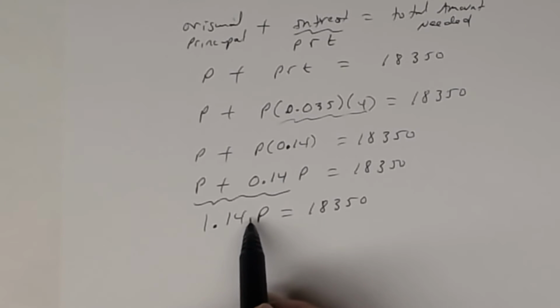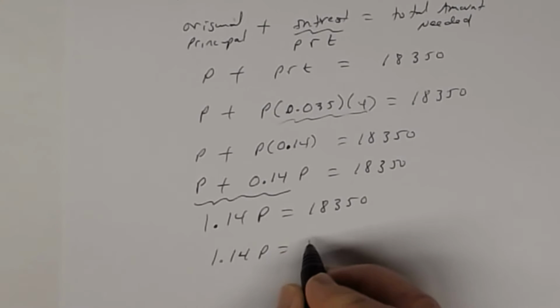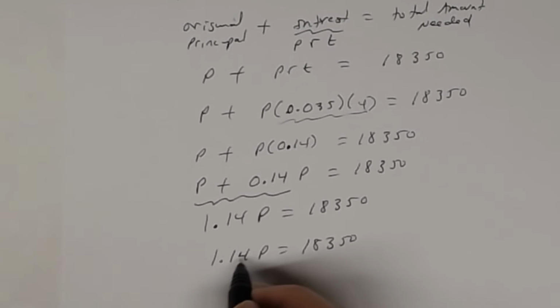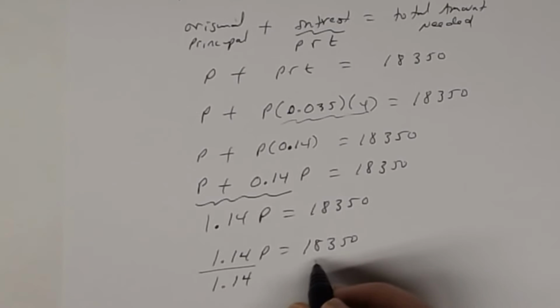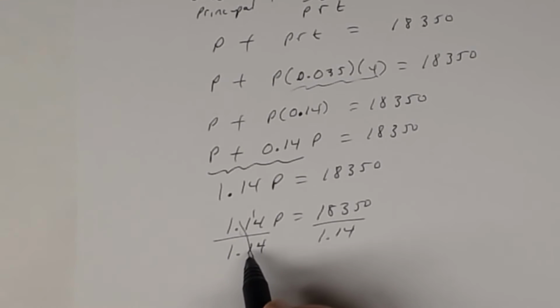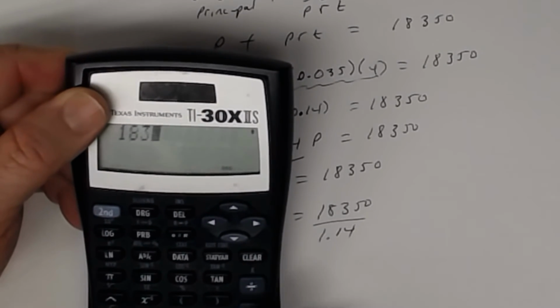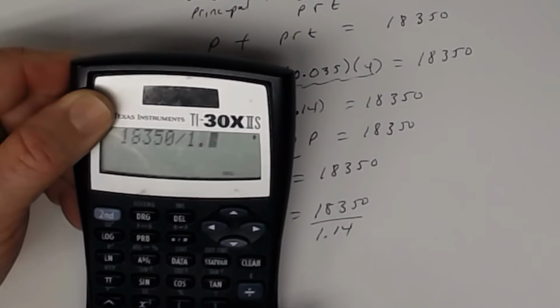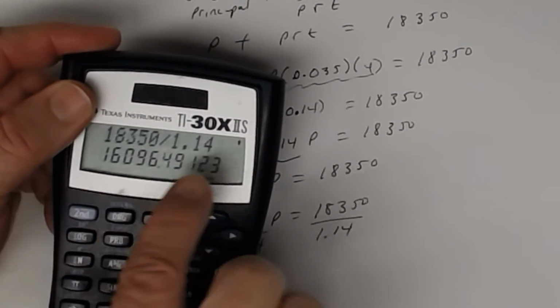So we're now multiplying P by 1.14. So the opposite of multiplying by 1.14 is to divide by 1.14 on both sides. And so when I do that, 1.14 divided by itself is 1. 1 times P is P, equal, and then on a calculator, let's see what this is. So I get 18,350 divided by 1.14 equals, and I get this number that has so many digits behind it, right?